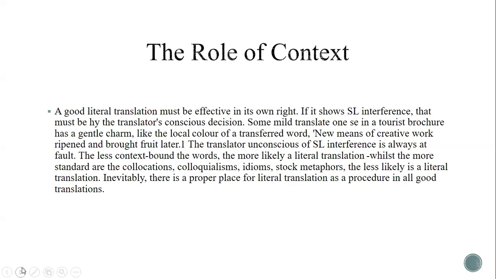The less context-bound the words, the more likely a literal translation, whilst the more standard the collocations, colloquialisms, stock metaphors, the less likely is a literal translation. Inevitably, there is a proper place for literal translation as a procedure in all good translation.